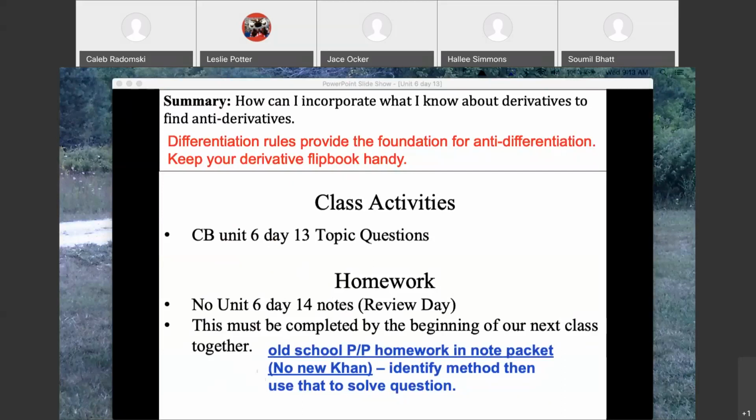So you're identifying some method, then using that method to solve the question. Yeah. Thank you. I had to modify the instructions too. If you notice in Blackboard, I have a video so that you can kind of hear me talk through what I did.